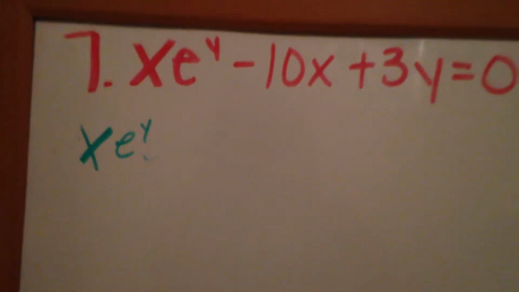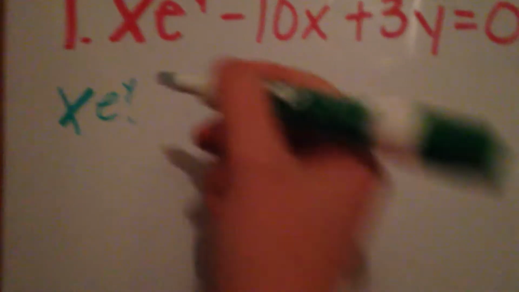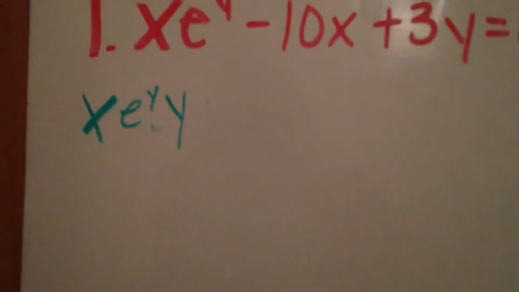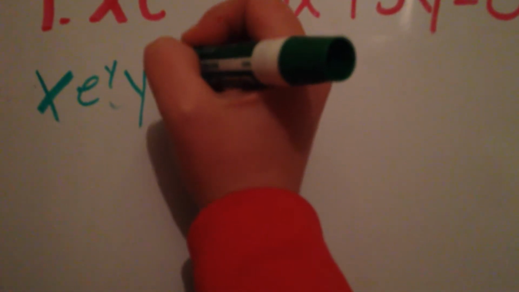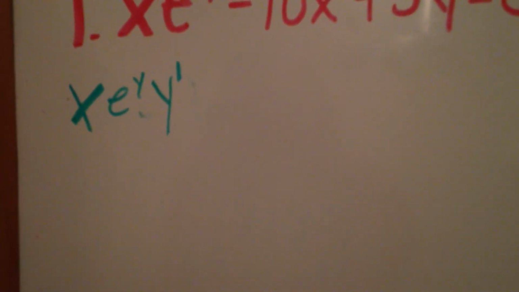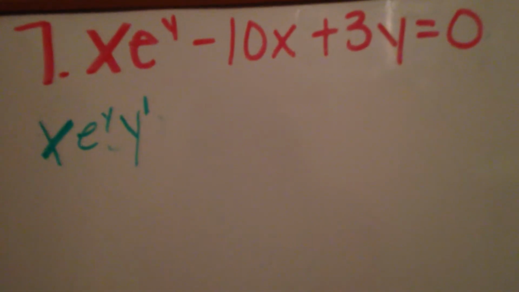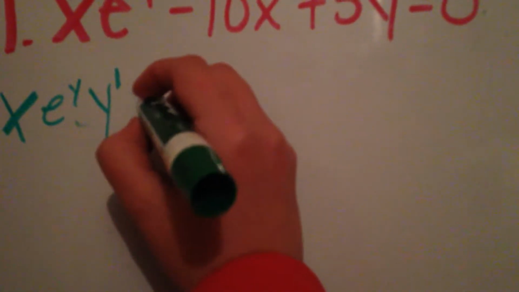Now, when you have a y and you're taking the implicit differentiation, you have to put a y prime next to whatever term that you're taking the derivative of. So you have that y prime, you put the y prime right there. Some people write dy over dx. I like to write y prime. They mean the same exact thing. It's just my preference.